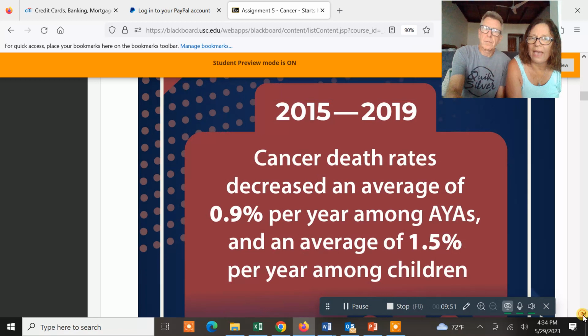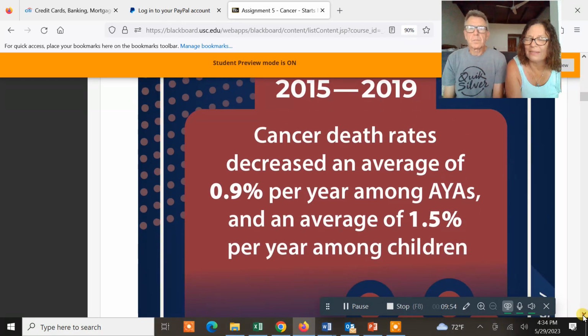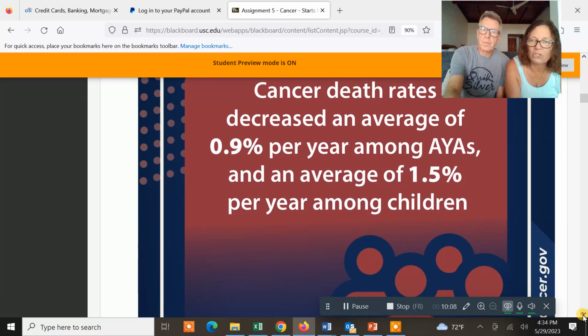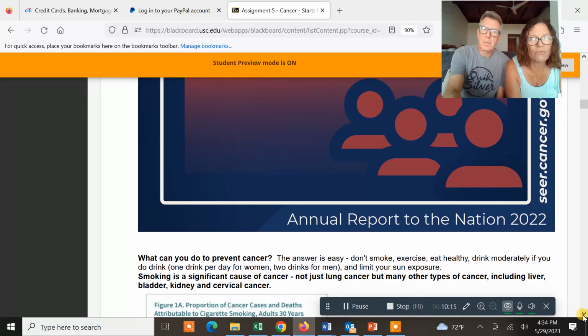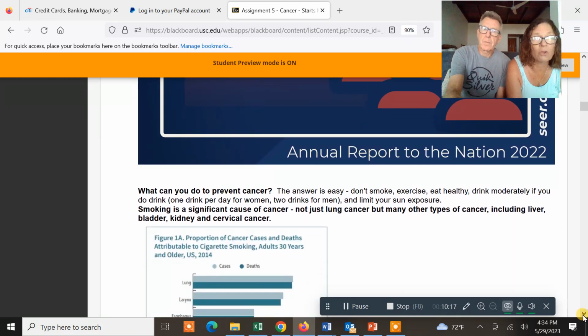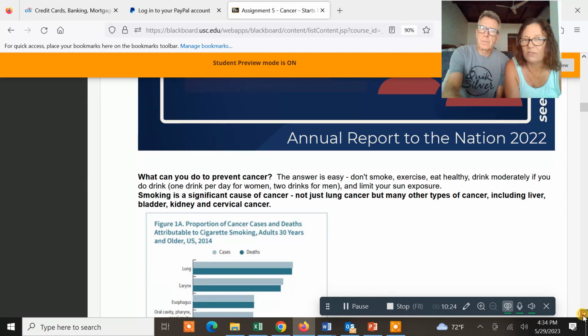We're also looking at AYA, adolescents and young adults. And so we're seeing cancer death rates going down among adolescents and young adults by 0.9% a year. And we're also seeing it go down 1.5% per year among children. Now, one thing that's interesting about the population of pediatric cancer patients is they are highly likely to participate in clinical trials. So we're seeing pretty good survival in a lot of aggressive cancers with pediatric patients because they're participating in the clinical trials, and that advances the research pretty quickly.